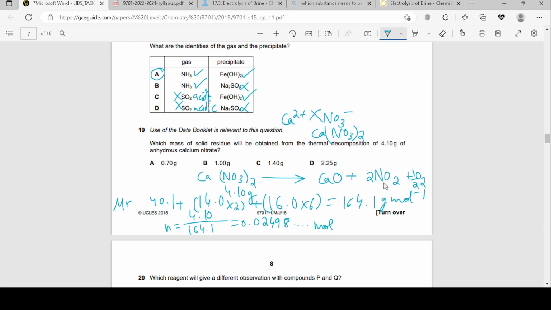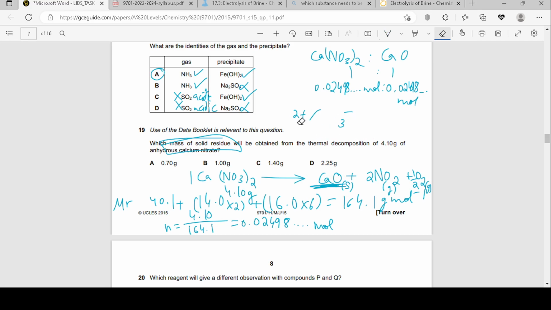And now what is the solid residue? Well, this is a gas and this is also a gas, but this is the solid. Sorry, so this is a gas, and so this is a solid. Because they're asking what mass of solid residue will be obtained, we're going to first find the moles of CaO, and then find the mass of it. This is a 1:1 molar ratio, like Ca(NO3)2 is to CaO. So if we have 0.02498 moles of this, then this is also going to be 0.02498 moles, approximately. That's the molar ratio we have.